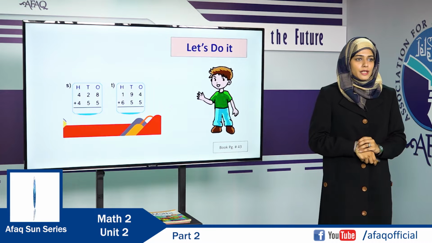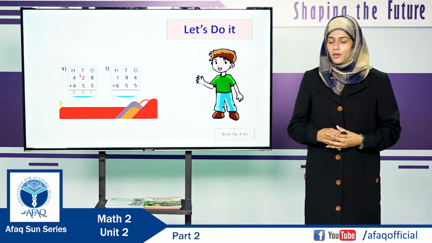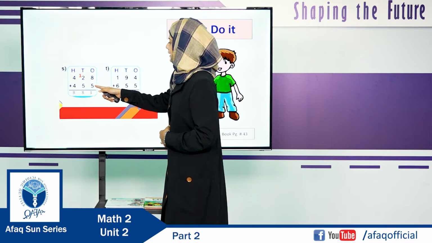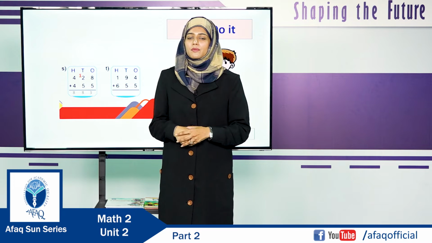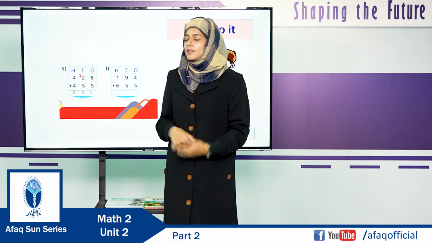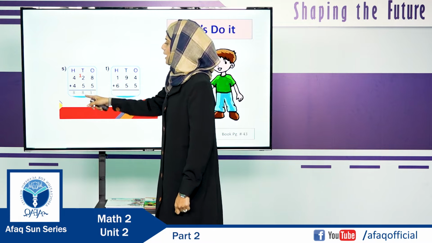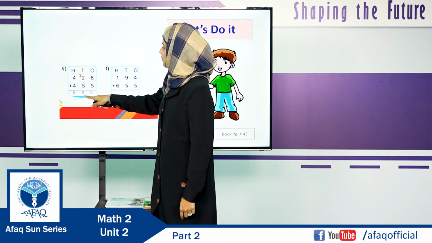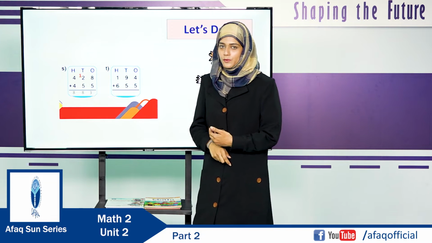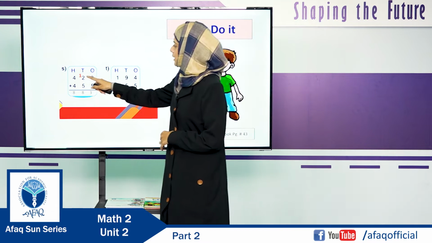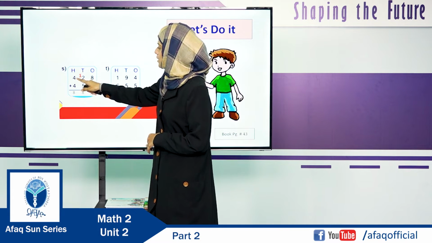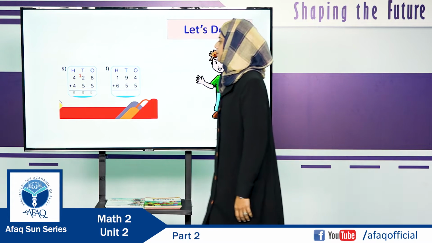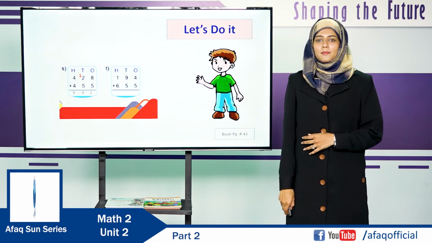On page number 43, let me solve the first question for you. Now we start from the ones place, add 8 and 5. What will we have? We will have 13. Give a carry to the tens place. Now add the tens place numbers. 1 plus 2 plus 5 is equal to 8. Now move to the hundreds place, and we are going to add the hundreds place numbers. 4 plus 4 is equal to 8. The answer is 883. Solve the other questions on your own.